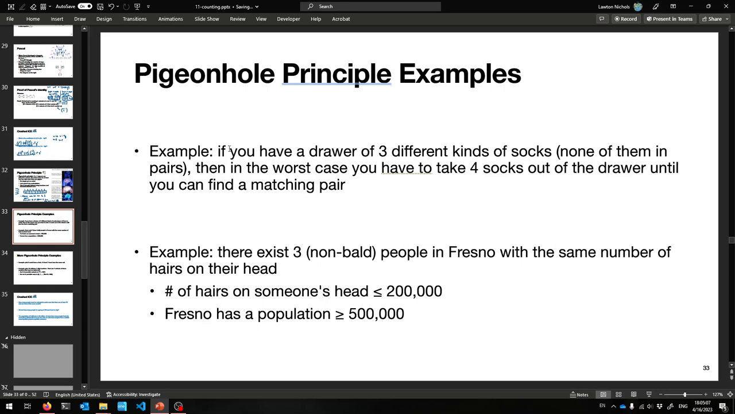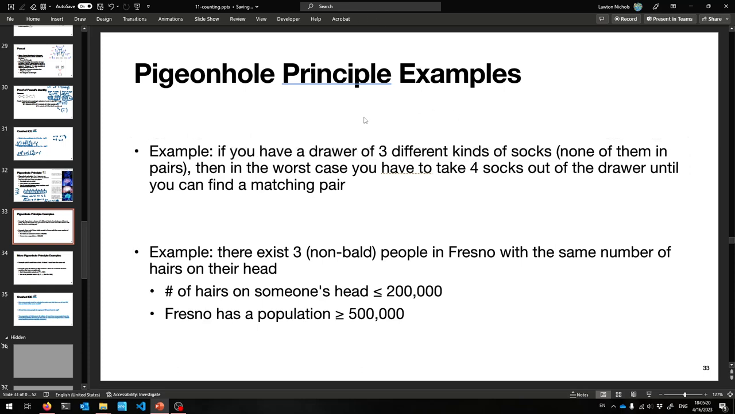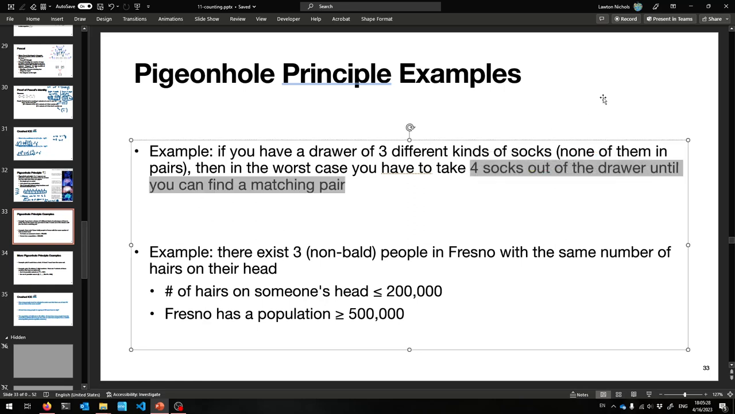So, for example, if you have a drawer, and you know that there's three different kinds of socks in that drawer, but you're weird and you don't like to pair up your socks, then in the worst case, if you grab a sock at a time with a blindfold on, by the pigeonhole principle you have to take out four socks to guarantee that you got a matching pair. I hope that makes sense.